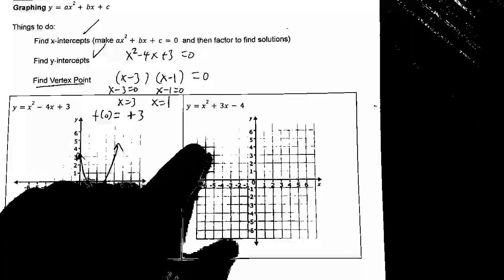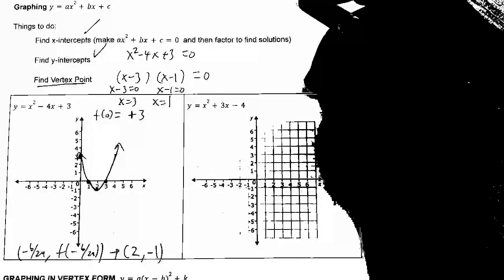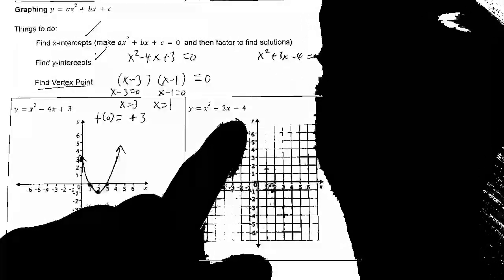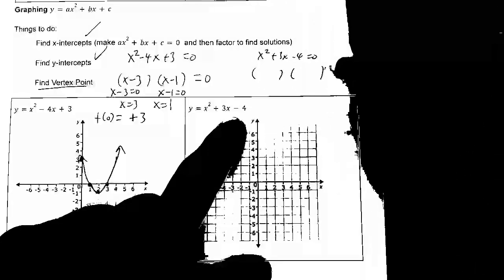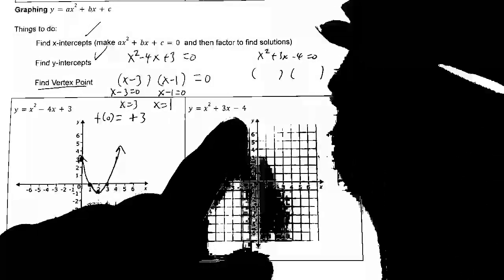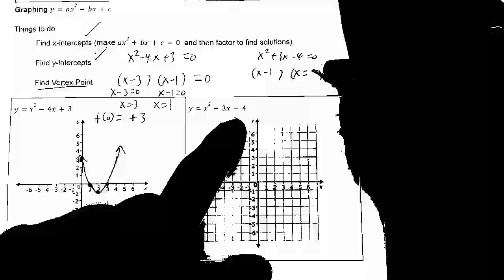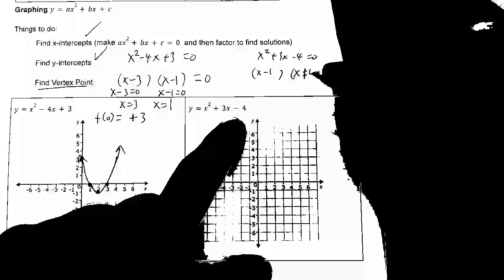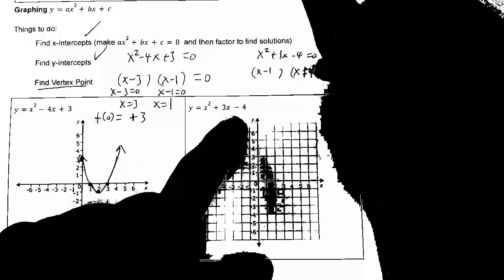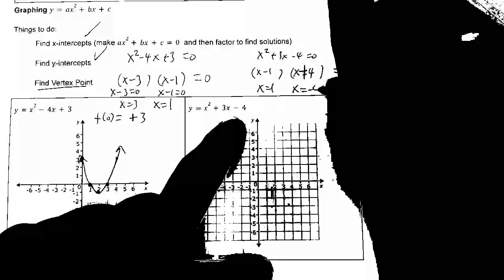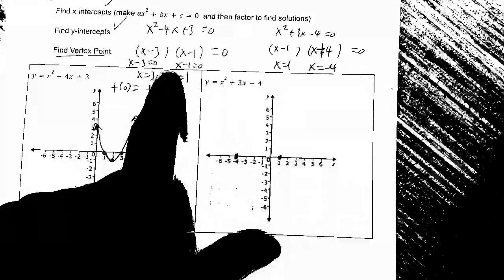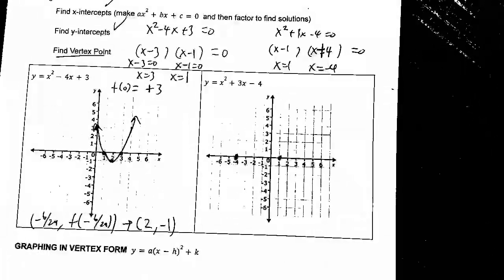All right. So, x-intercepts. How do you get your x-intercepts? You set it to 0 and you factor. Here we go. X squared plus 3x minus 4 equals 0. So, two numbers that multiply to negative 4 and add to 3 are negative 1 and 4. So x minus 1 and x plus 4. That means that your solutions are x equals 1 and x equals negative 4. So I can plot them, 1 and negative 4. Okay? How about the y-intercept?